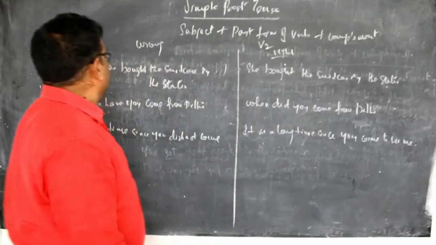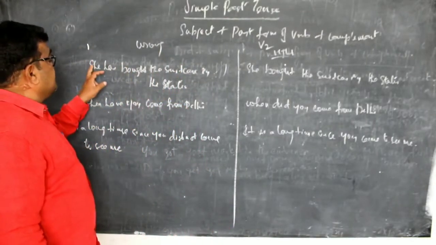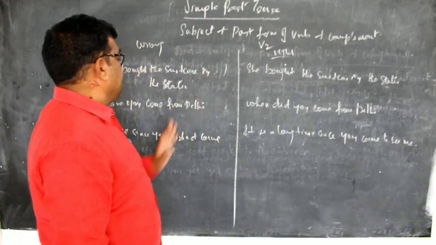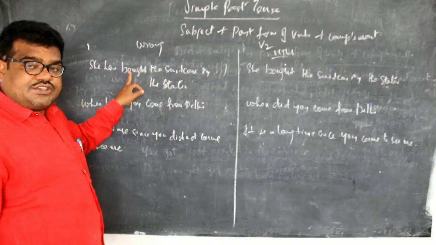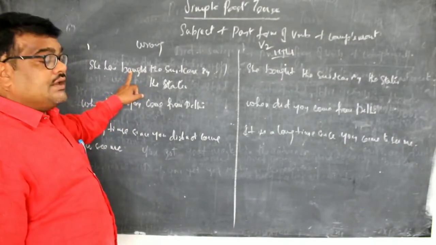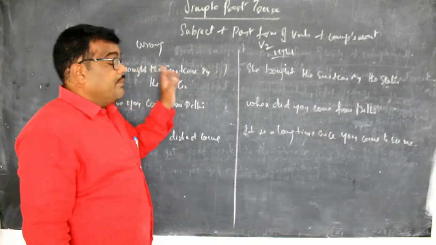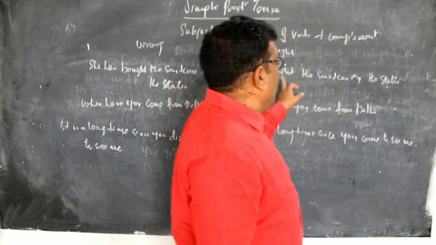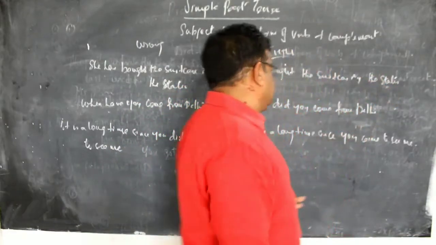Some more examples. You see this. She has bought the suitcase in the States. It is a past action and it doesn't have any relevance in the present. So better to use simple past tense. She bought the suitcase in the States.